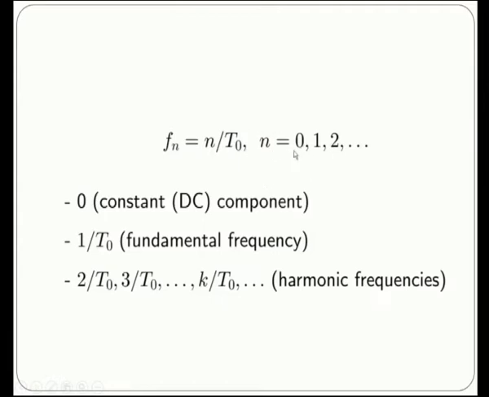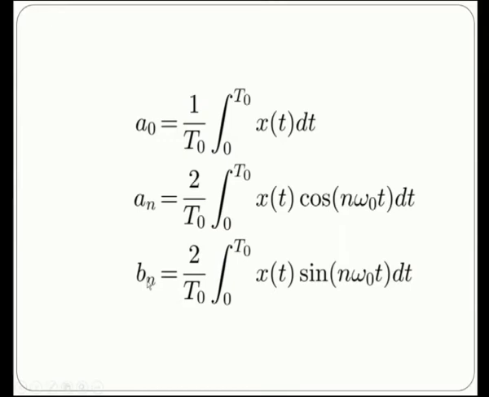So, n can be varied from 0 to infinity. The 0 represents a constant, which is the DC component; there is no oscillation. 1 by t naught is the fundamental frequency, and 2 by t naught, 3 by t naught up to k by t naught are the harmonic frequencies. Now we will discuss how to find the a naught, a n and b n coefficients.